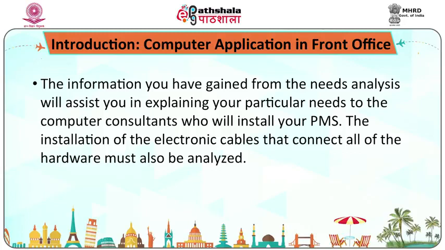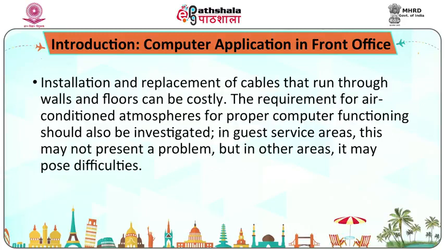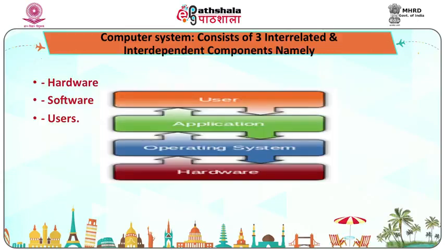The installation of the electronic cables that connect all the hardware must also be analyzed. Installation and replacement of the cables that run through walls and floors can be costly. The requirement for air-conditioned atmospheres for proper computerized functioning should also be investigated. In guest service areas, this may not present a problem, but in other areas it may pose difficulties. Now, computer systems consist of three interrelated and interdependent components, namely hardware, software, and users.